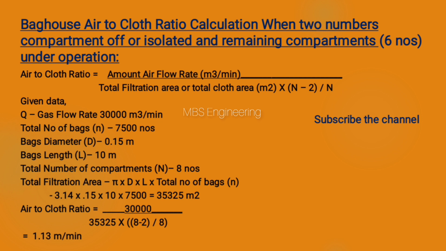35,325 square meters. Air to cloth ratio for the 2 compartments condition equals the air flow rate divided by the total filtration area or total cloth area, multiplied by n-2 divided by n. In the above equation, n is the total number of compartments. Based on the above data and equations, the air to cloth ratio is 1.13 meter per minute.